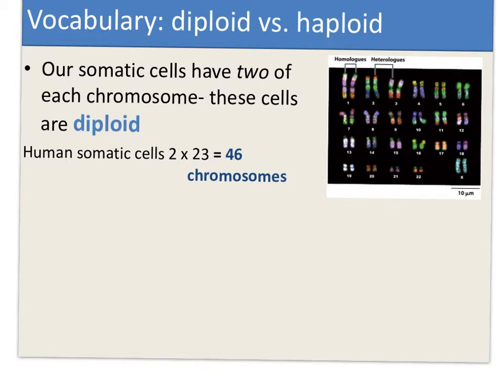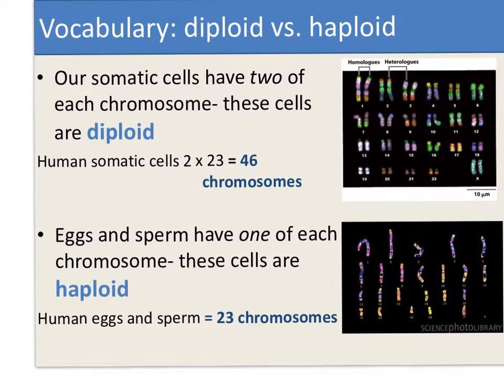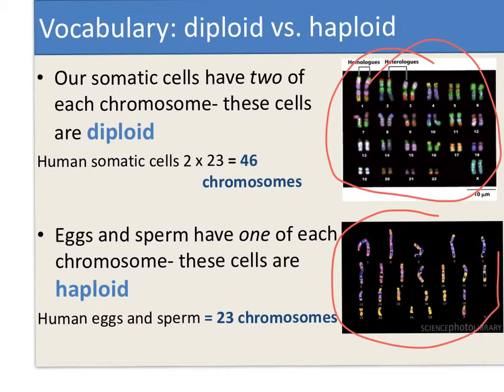Diploid cells, and then haploid cells. So this is a diploid karyotype, and this is a haploid karyotype, whether it's from a mother or a father. If it's the mother, it's in the eggs. Those are the gametes for the female, and sperm are for the male side.